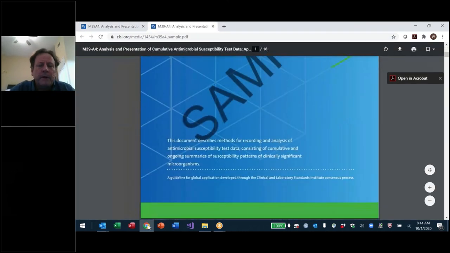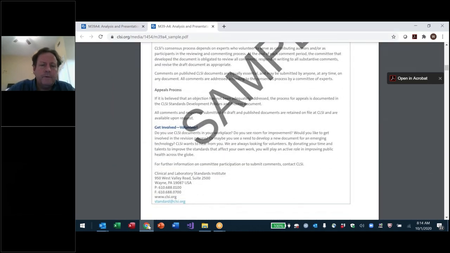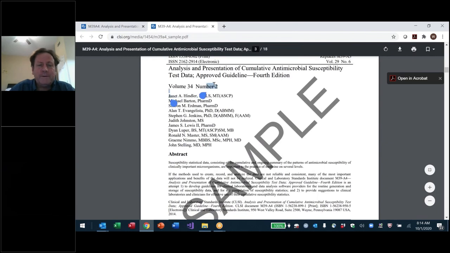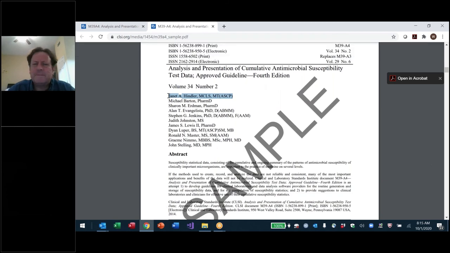And if I view the sample pages, the key person who really was the parent of all this was Janet Hendler. Wonderful personal friend. I went to her wedding. I first met her at KEMRI in Nairobi, giving a training course, and she was showing people how to bleed sheep. So she's one of the US lead microbiologists, and she's the lead of this. And I'm the last one because I'm the guy who actually did all the statistics to support the recommendations here.